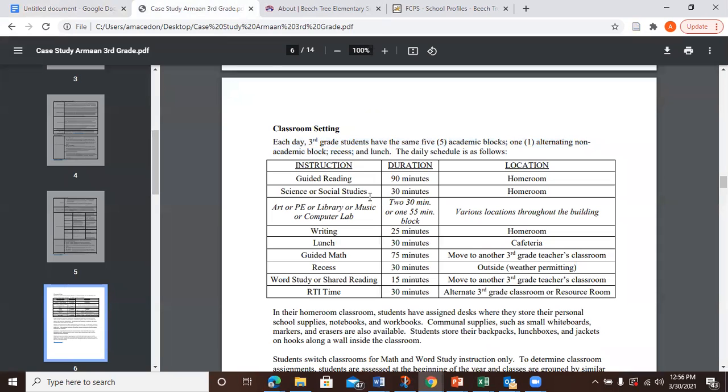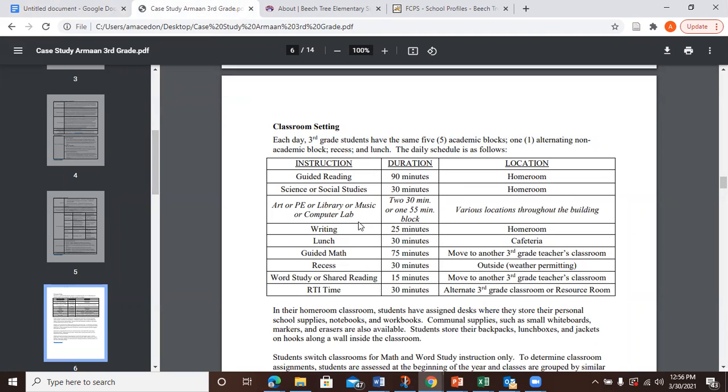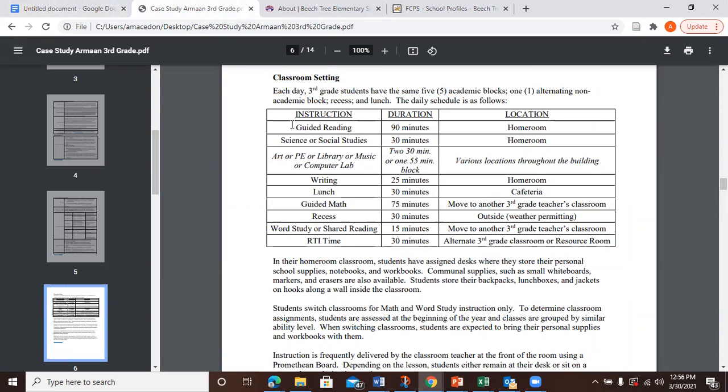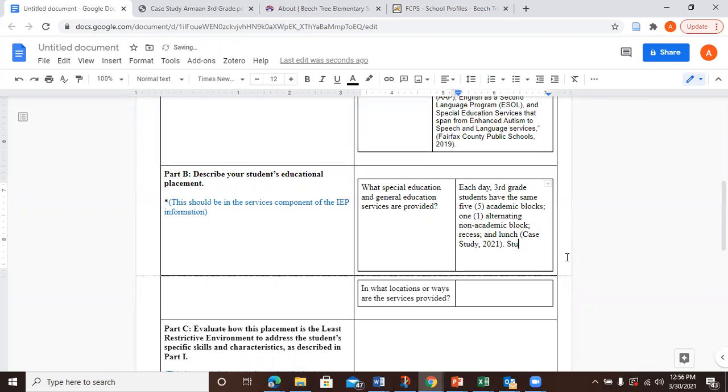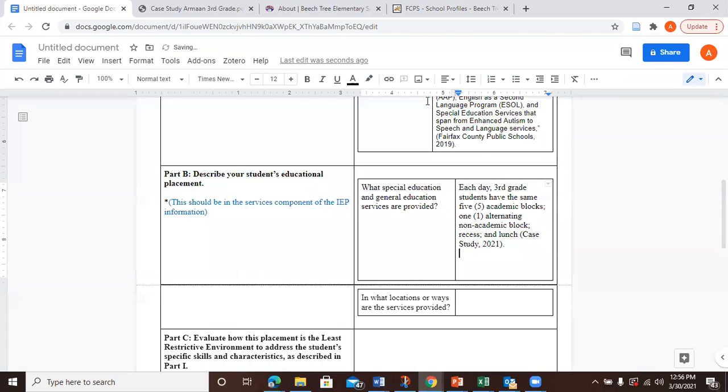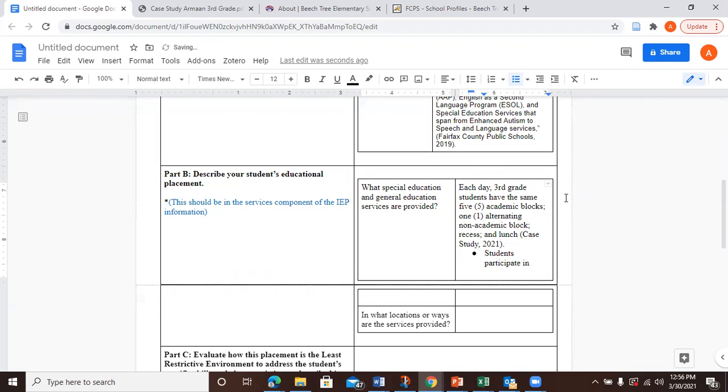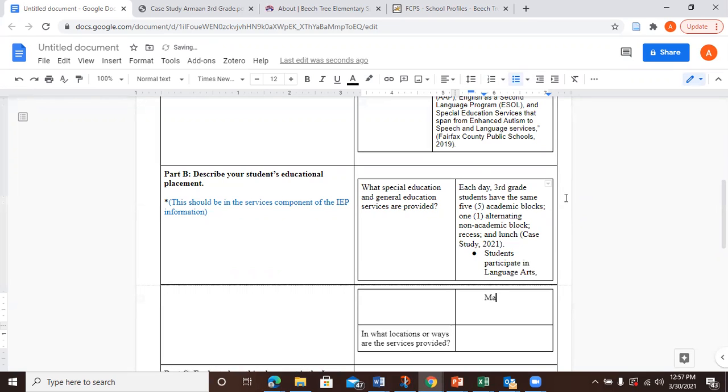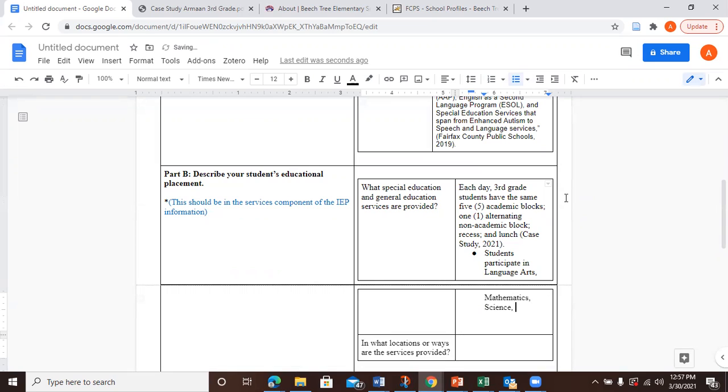In terms of what the schedule looks like, all students participate in reading, science or social studies, a special, writing, math, another period of reading, and RTI time. I can just bullet this because I'm going to be writing my narrative later. So students participate in language arts, mathematics, science, social studies, specials. This could be art.